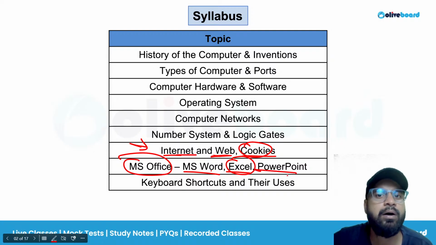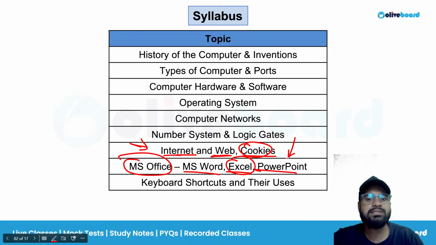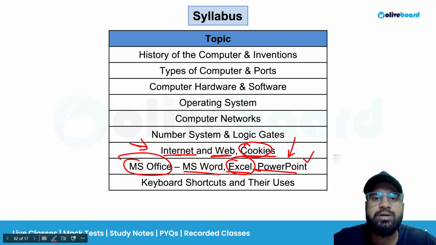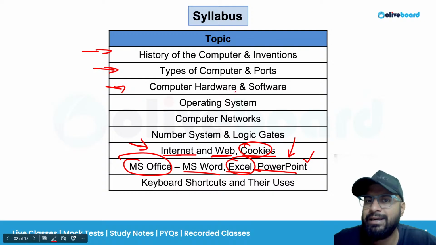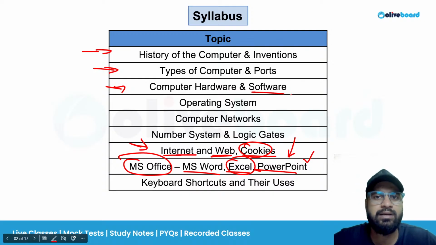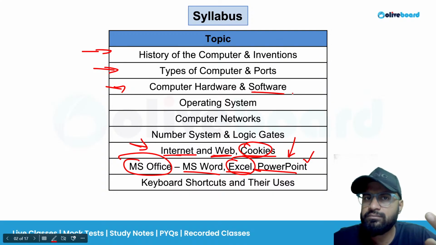How can we create slides? What are the shortcut keys that we can use in PowerPoint? So this is a very important section. You can see, from the history of computers, we go through the types of computer, ports, and then computer hardware and software. Different types of software are there: utility software, system software, application software, then operating system, computer networks, number system and logic gates.